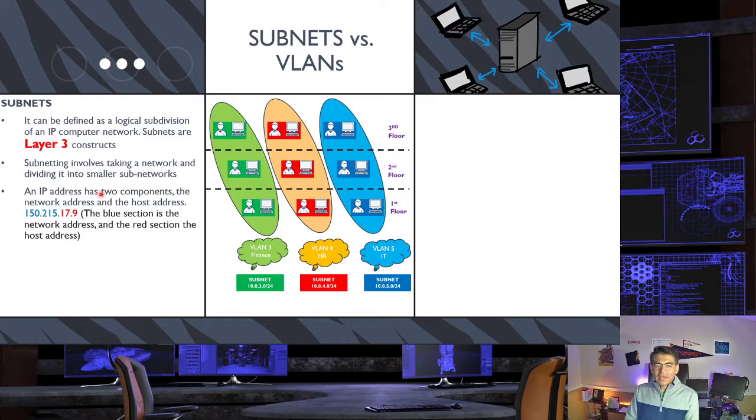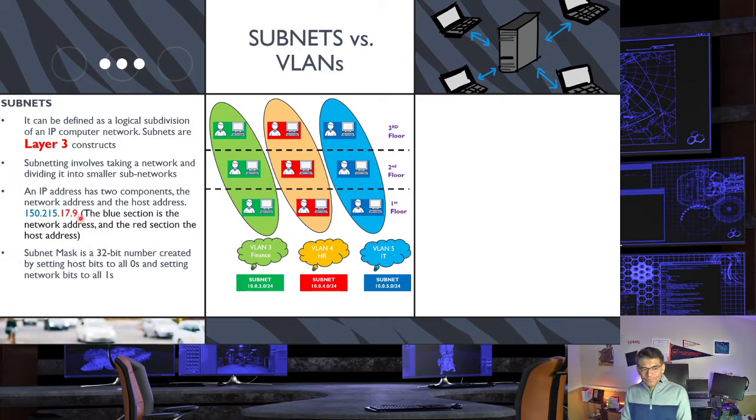An IP address has 2 components, the network address and the host address. If you take a look at this IP address given by 150.215.17.9, we are making the arbitrary decision of dividing this in 2 sections. The blue one will be the section of the network address, and the red will be the section dedicated to the host address. Subnet mask is a 32-bit number created by setting host bits to all zeros and setting network bits to all ones.